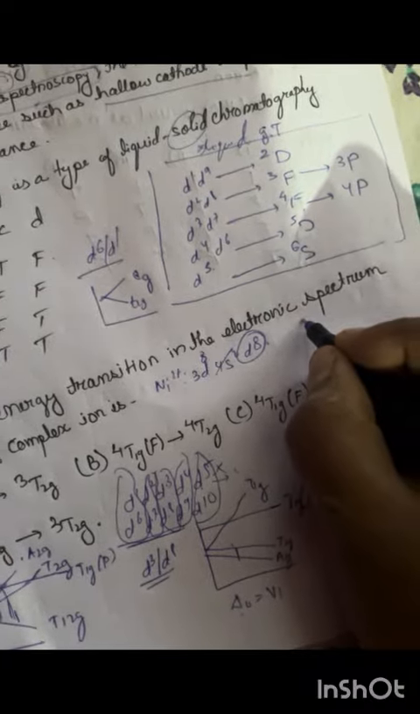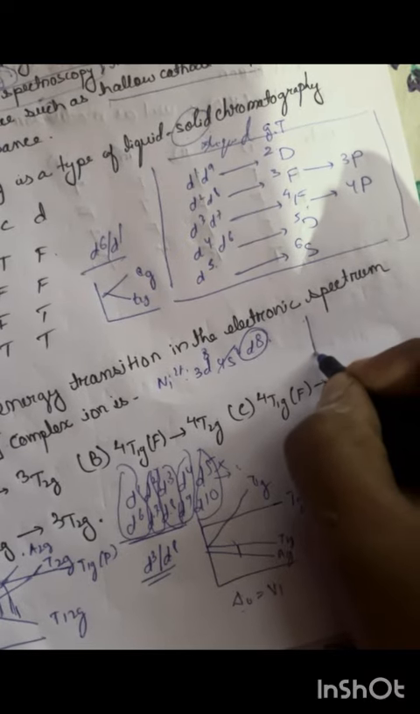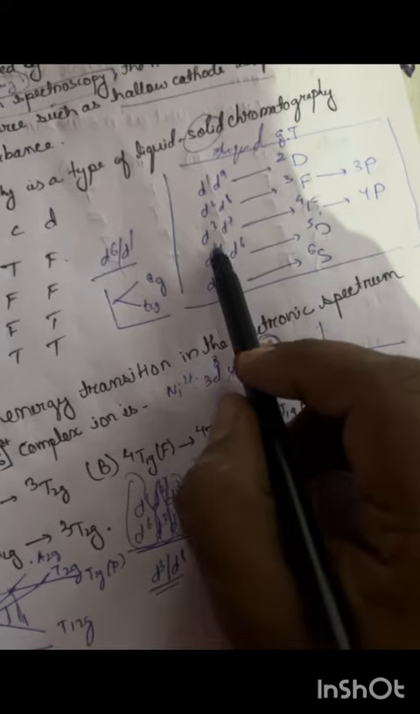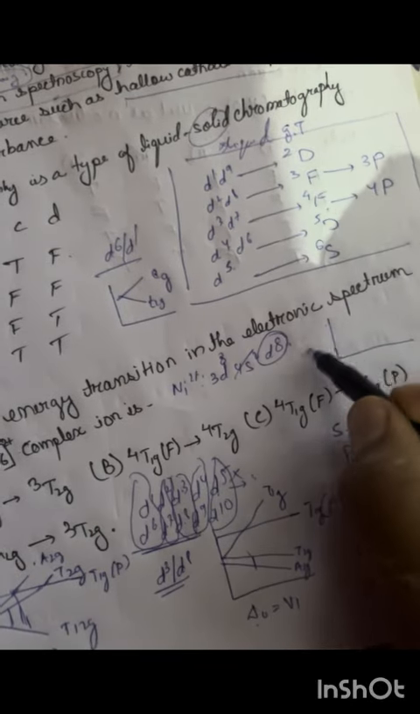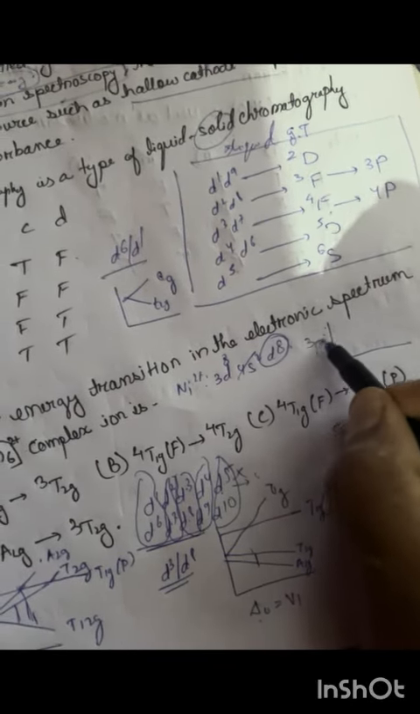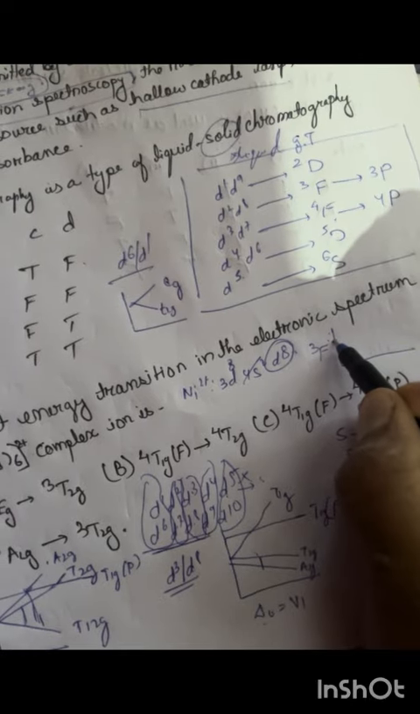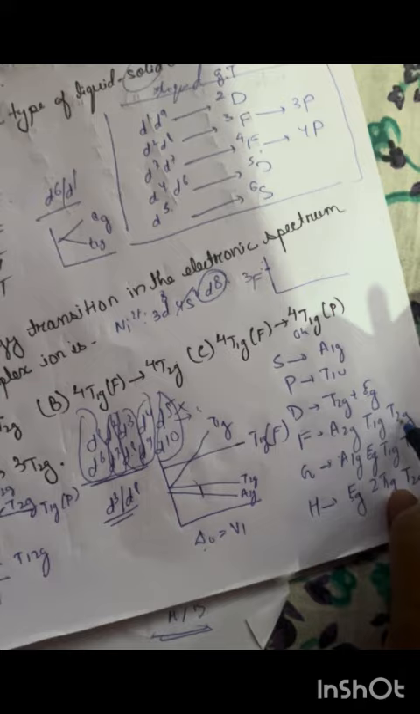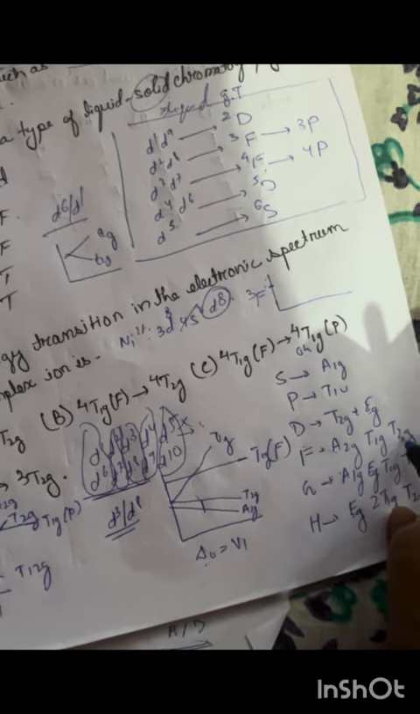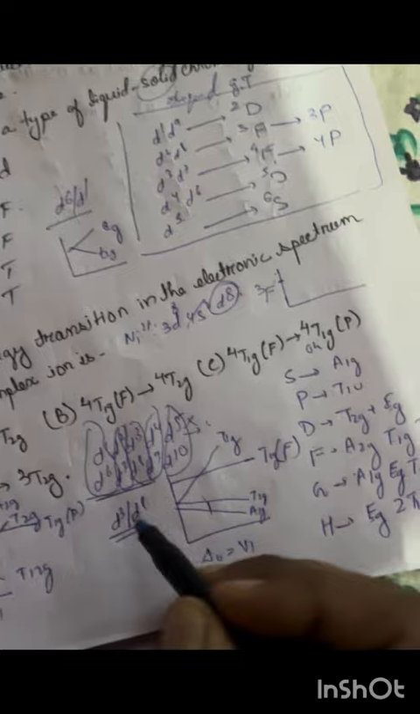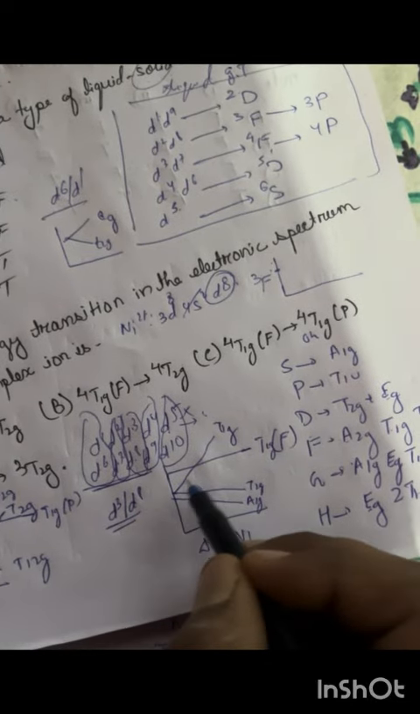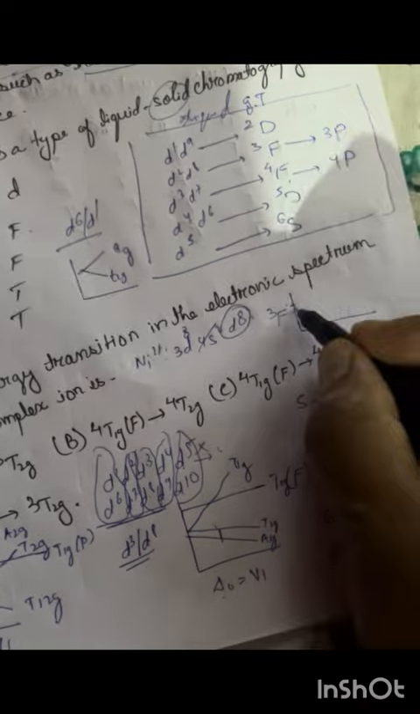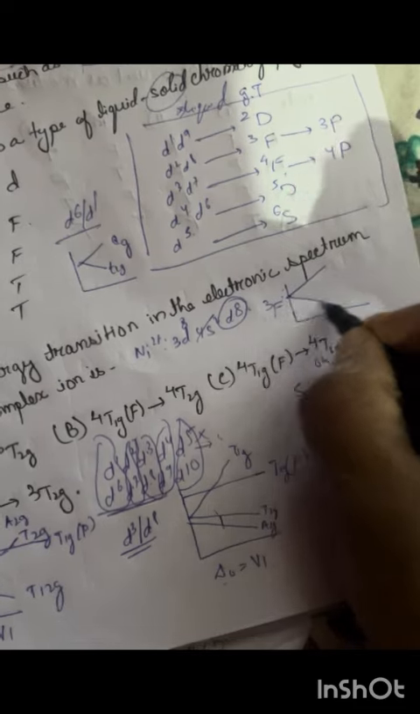What will be the term of d8? What will be the ground term of d8? The ground term of d8 is 3F, means 3F, right? 3F. For F, what are the transitions? For F the transitions are A2G, T1G and T2G, right? Then now you see d8, we have to draw in this pattern, right? So we will draw this pattern here too.